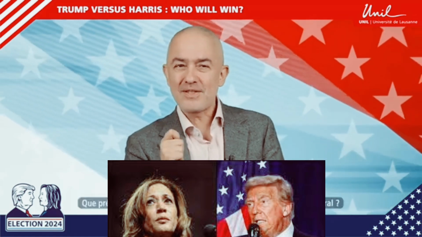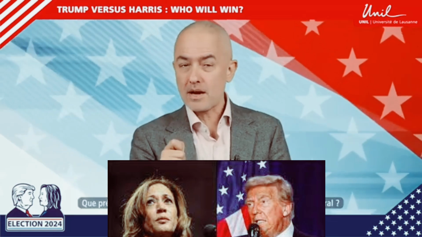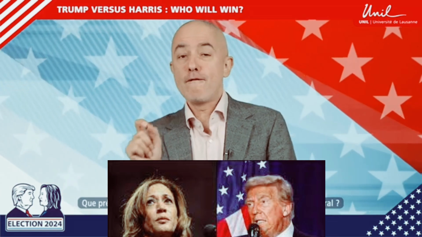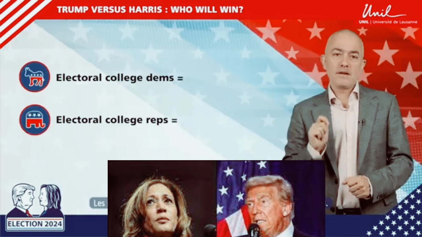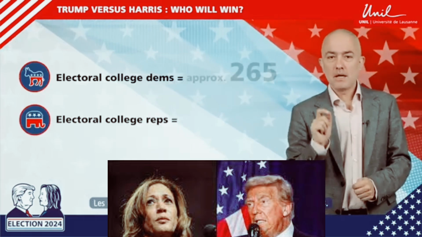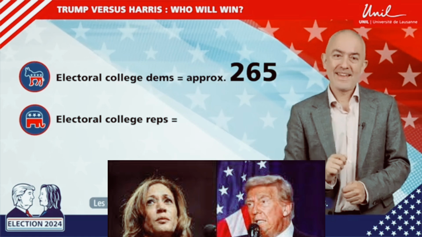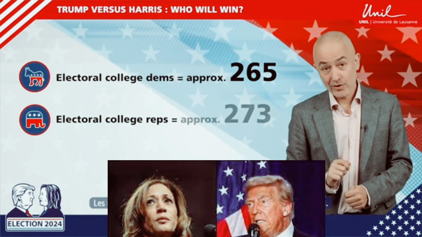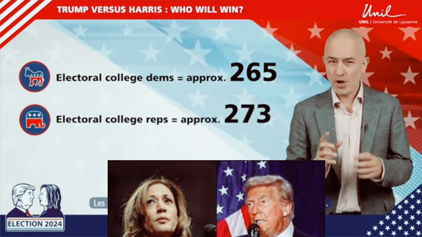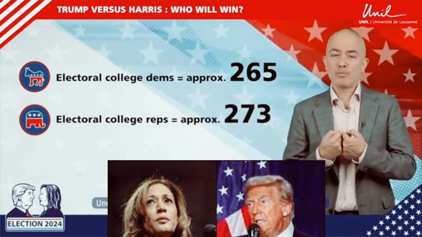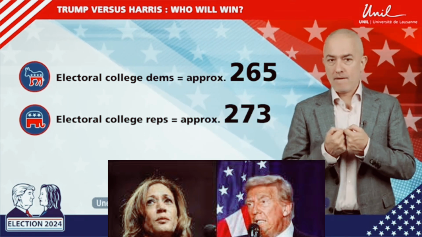So what does the Raymond Fair model predict if we have Electoral College votes as the outcome? The Democrats are set to get 265, and the Republicans 273. So again, the model is predicting a Republican victory.